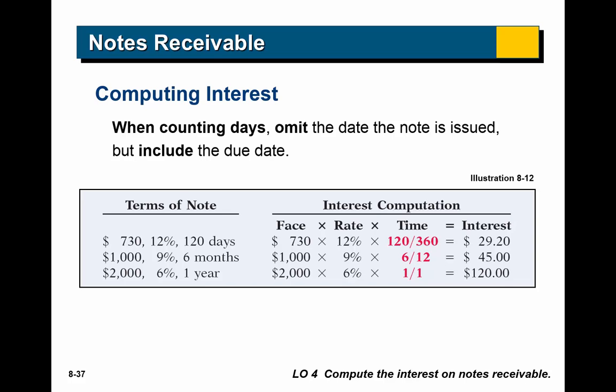So here are some examples. $730 note, 12% interest rate times 120 days. They figure that out by saying 730, which is the face amount, times the rate of 12%, or 0.12, times the time of 120 divided by 360, or 120 out of 360 days. A 6-month note, $1,000, 9%, times 6 over 12. And a 1-year note, that's easy. It's just face amount times the rate times 1.